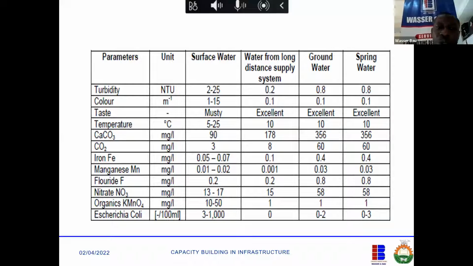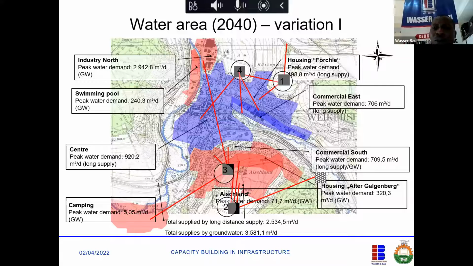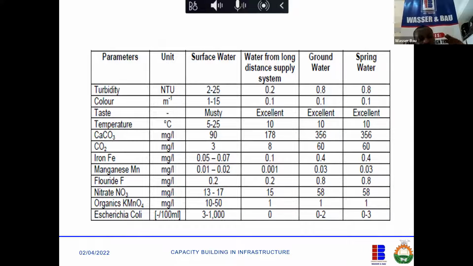So you can take your time and study this. Of course, this slide will be shared with you. So we've done 4 things. Layout, topography: what does the area look like? After that, we look at the source of water. We did pressure zoning.